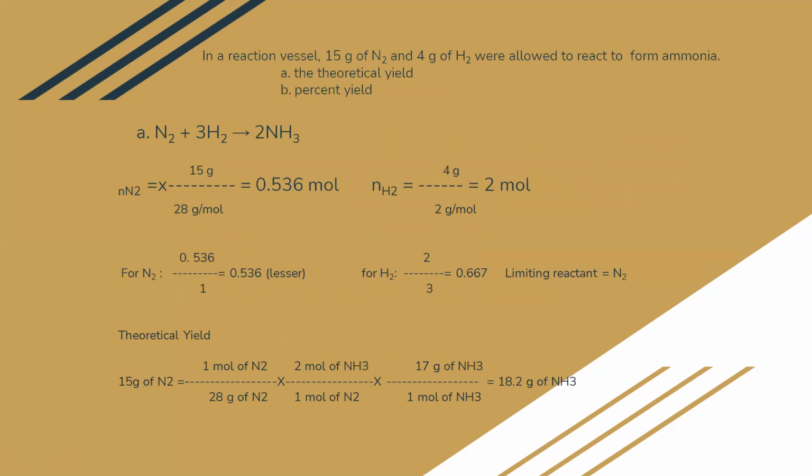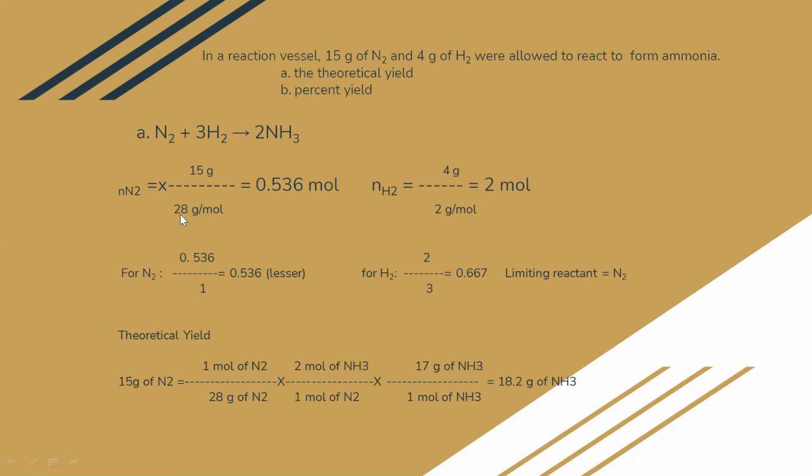Now let's do this. For example, in a reaction vessel, 15 grams of nitrogen gas and 4 grams of hydrogen gas were allowed to react to form ammonia. A, what is the theoretical yield? B, percent yield. First for letter A, we need the equation of the given problem: nitrogen gas plus 3 moles of hydrogen gas reacts to form 2 ammonia. First, the number of moles of nitrogen gas is equal to 15 grams, given in this problem, over 28 grams per mole.